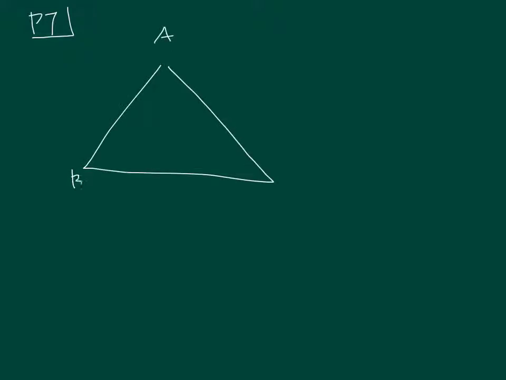Number 7, standardized test. You have triangle ABC. Inside, D lies on AB. Oh, by the way, that's not midpoint. That doesn't have to be midpoint. That could be midpoint. And also, E lies on AC.